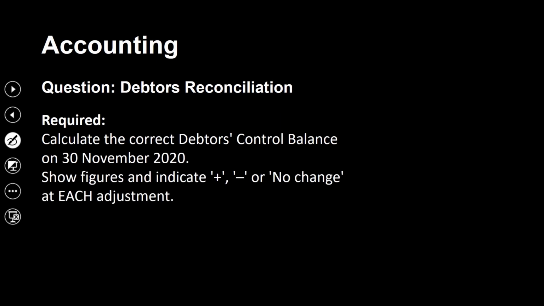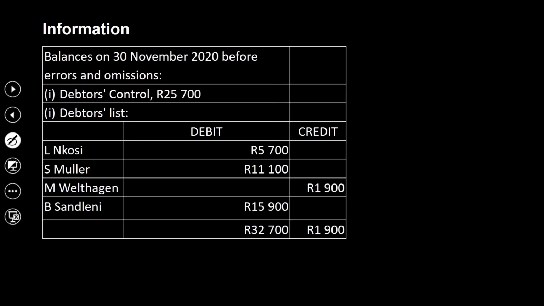Right, let's look at the first one. It says here, calculate the correct debtors control balance on the 30th of November 2020. We have to show figures and indicate whether there's a plus, a minus, or no change at each adjustment. At each of these errors and omissions, we have to indicate a plus or minus or no change. Right, so we clearly know what is expected of us.